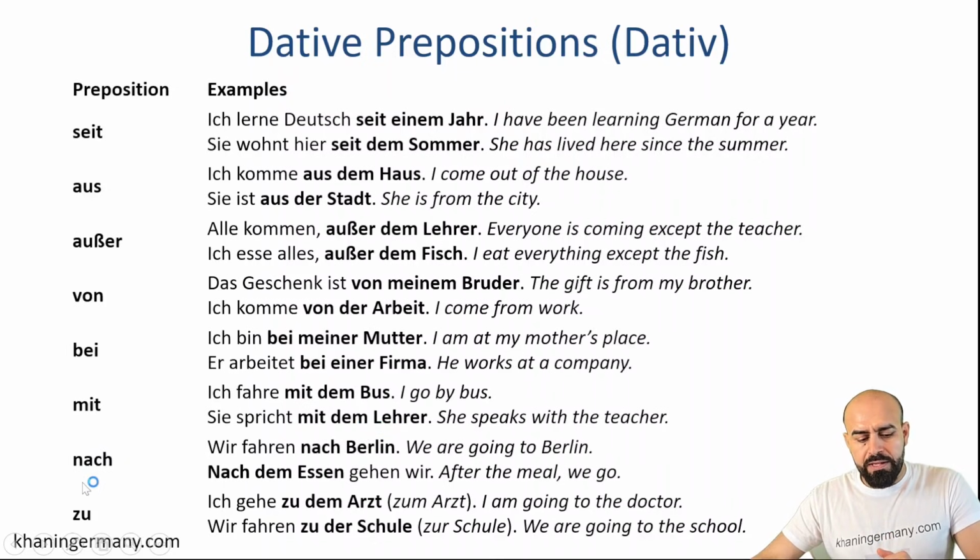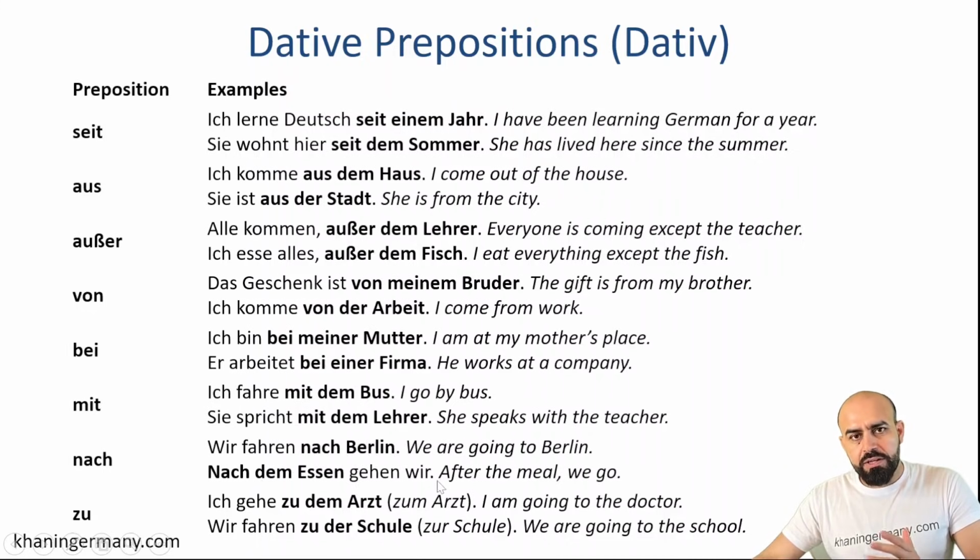Okay, then nach. Wir fahren nach Berlin. Okay, wir fahren nach Berlin. And now cities in German don't take articles. That means here Berlin is in dative, okay, but you don't see it because cities don't need articles in German, okay? So wir fahren nach Berlin, yeah? Berlin here is in dative, yeah?